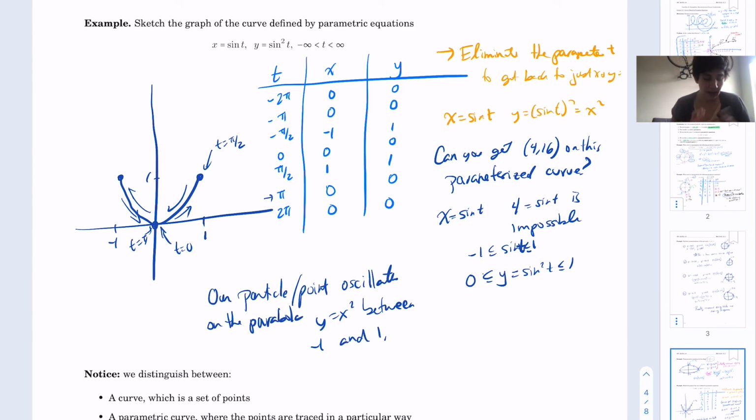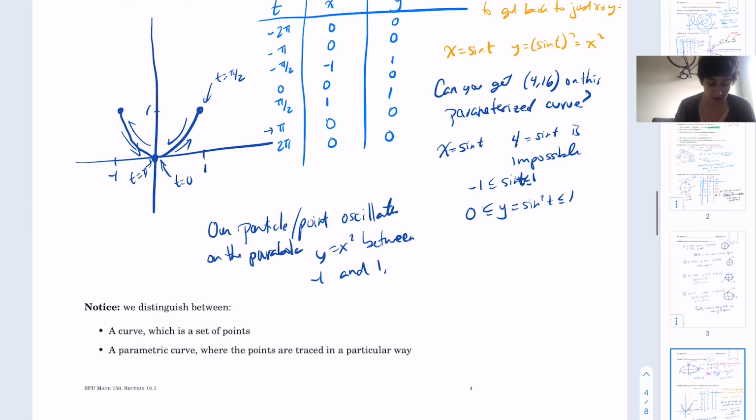Okay? And so really what I'm trying to get at here is we are distinguishing very much between curves and parametric curves. Curves are just the set of points there. The parametric curves are those that are traced in a particular way. There's an order to them, okay? And we can put interesting restrictions on them like this. And so it opens up this new world, which is really quite lovely.